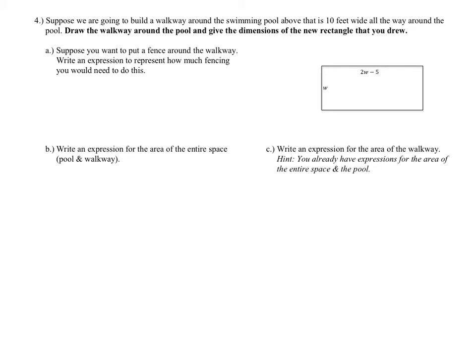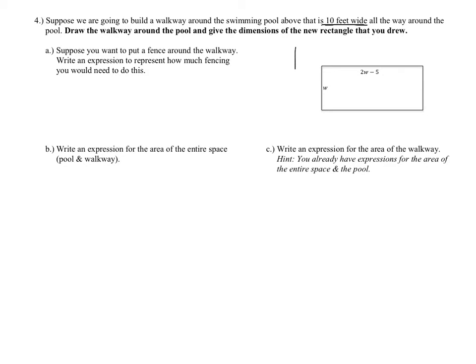All right, so now we are adding on to this pool. It now says, suppose we are going to build a walkway around the swimming pool above that is 10 feet wide all the way around the pool. Draw the walkway around the pool and give the dimensions of the new rectangle that you drew. So this is the part where I sometimes just lose people, okay? The important part about this question is that we are drawing a walkway around the pool, and it's going to be 10 feet wide all the way across.